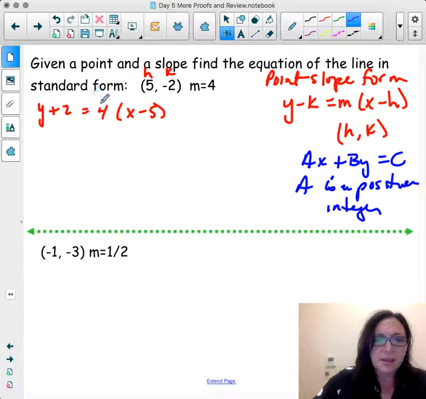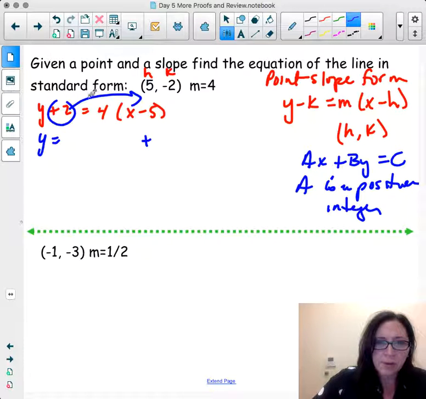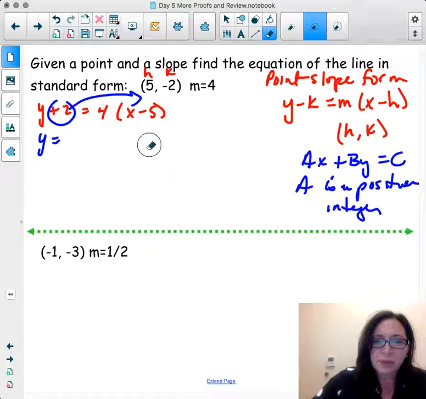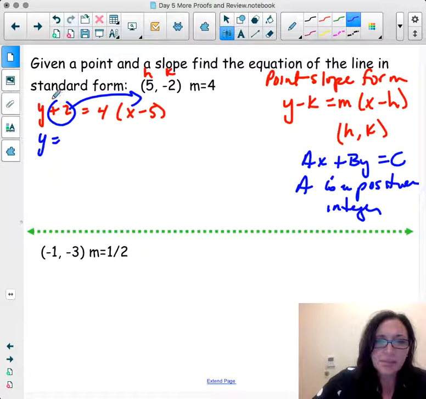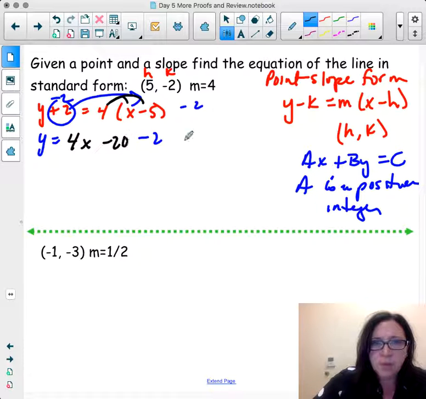And that being the case, it's not a fraction. Okay, so let's solve for y. So y is equal to, see this plus 2? That's going over to the other side. It's not going to be positive 2 though, because when you take plus 2 and you move it to the other side, it becomes negative 2. So we're going to subtract 2. In addition to that, I'm going to take this 4 and distribute it. So I'm going to have 4x minus 20 and then minus 2. So that's going to be y is equal to 4x minus 22.